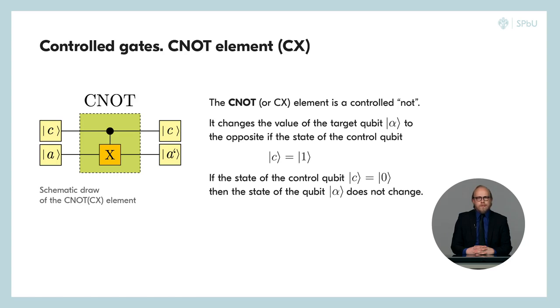target qubit A. If the qubit C is in the state 1, then the logical element X acts on the state vector of qubit A. If the qubit C is in the state 0, then nothing happens with the qubit A. Here, everything is analogous to the classical element CNOT. However, as in the case of single-qubit elements, there are some features when qubits at the input of the element CNOT are in the superposition state.